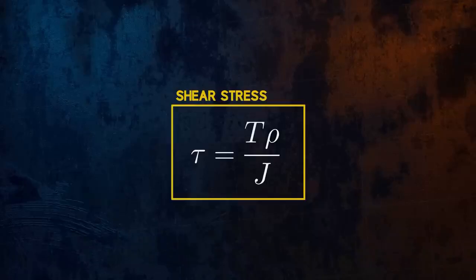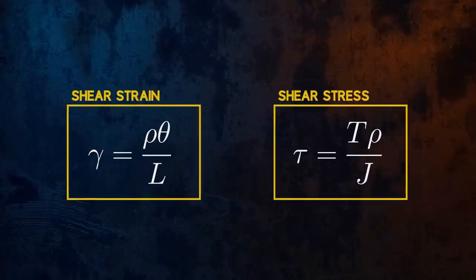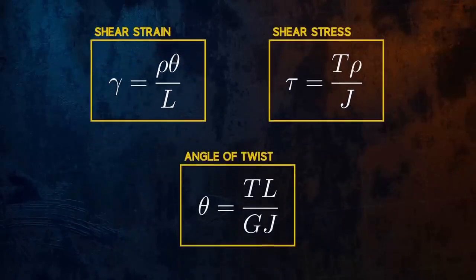So we now have equations that allow us to calculate the shear strains and shear stresses. We also have the equation for angle of twist that we talked about earlier. These three equations tell us everything we need to know about a circular bar which is under torsion.